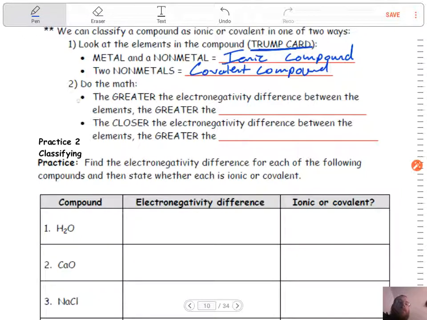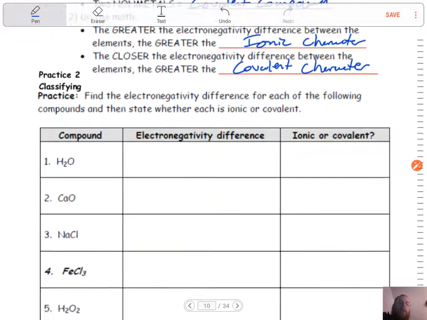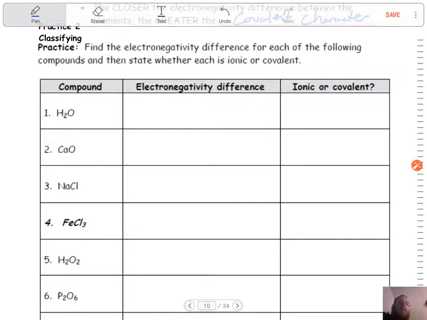Okay. We can also do the math. Remember, this is secondary. Number 1, the elements, is our big thing we're looking at first. The greater the electronegativity difference between the elements, the greater the ionic character. And the closer the electronegativity is between those elements, the greater the covalent character. Okay, so again, we will get into all the details of the bonding and what's taking place and how to draw those as we go throughout the unit. So make sure you can go through and do practice number 2 here, doing both the electronegativity difference way as well as just looking at the compound.